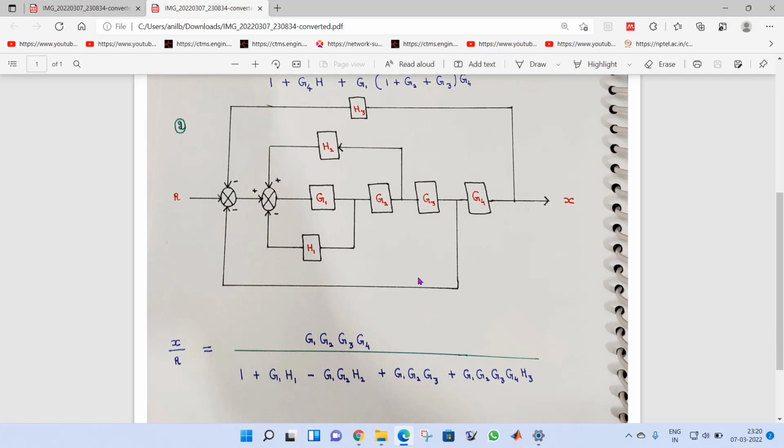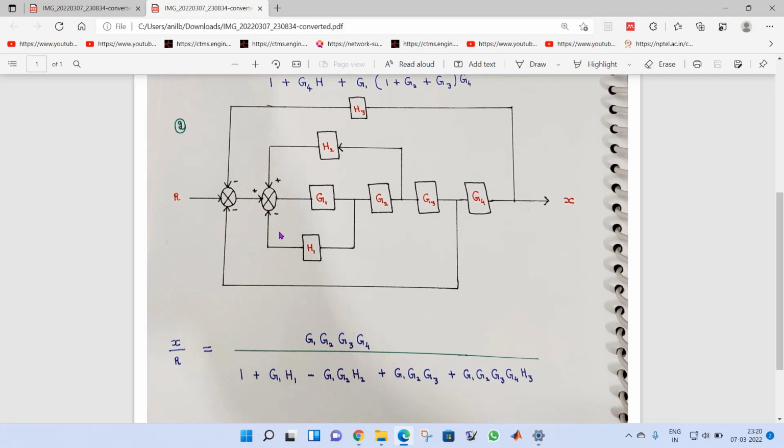Now coming to the denominator part. In the denominator I will focus on loops. How many loops do I have? This is one loop, this is second loop, this is third loop and this is fourth loop. Now I'm writing loops one by one. First I focus on this loop. I need to multiply with minus, so minus into minus is plus, which I have written here. In this loop I have g1 times h1.